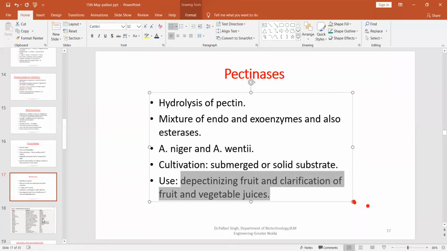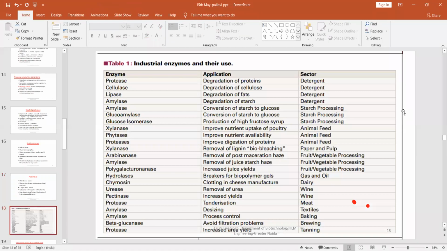I have made a huge list here to show you what are the various industrial enzymes and their applications, so that you can see it in one slide. So proteases, they degrade proteins and are used in detergents. Cellulases, you see, all the enzymes are named based on their substrate.